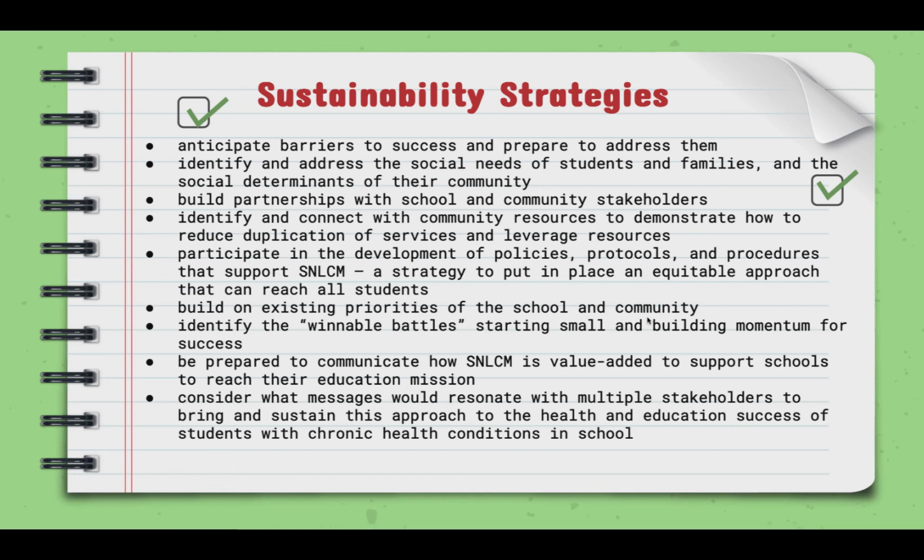Of course, build on existing priorities. Look at those winnable battles. What can you win? Pick your battles, start small, and pick the winnable ones. That way you feel successful, people see you, you become more noticeable in the school setting. Be prepared to communicate what school nurse-led case management is, how it's valuable to students, how it's valuable to the district. And then as you're doing that, consider what messages would resonate with different stakeholders in the community to help you build and sustain school nurse-led case management to help students be successful in the school setting.